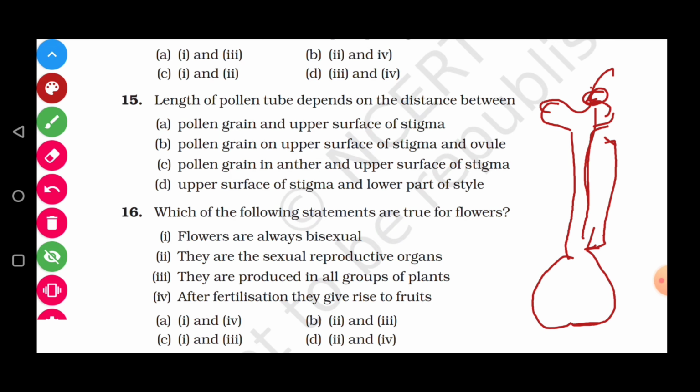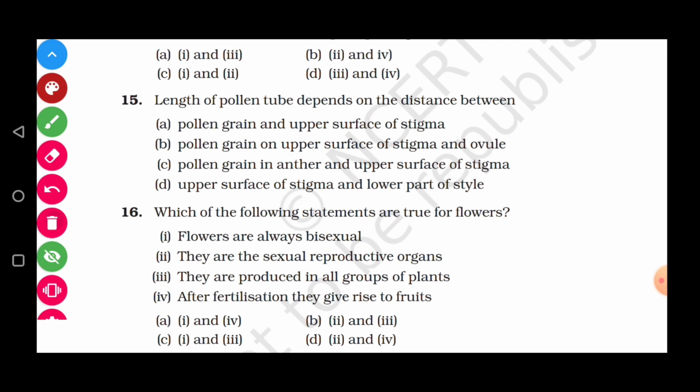So pollen grains and the upper surface of the stigma, this option is not correct. Pollen grains on upper surface of stigma and ovule, this is also not correct. Pollen grain in anther and the upper surface of stigma, okay, and upper surface of stigma and the lower part of the style, this will be the correct answer. So we can say that option D will be the correct answer of this question. It depends on these two factors, upper surface of stigma and the lower part of the style, that is given here also. So next question is question number 16.